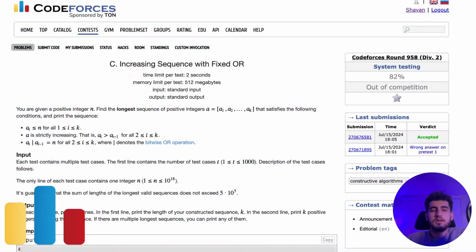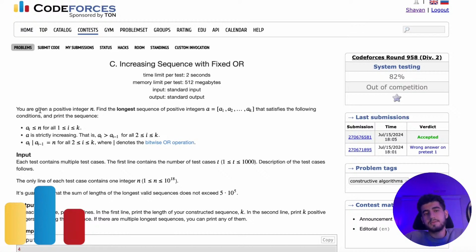Problem C. Problem C, increasing sequence with fixed OR. This problem says that you are given a positive integer n, find the longest sequence of positive integers a equal to a1 to ak that satisfies the following conditions, and print the sequence. ai is less than or equal to n for all i from 1 to k, and ai is strictly increasing, that is a sub i is greater than a sub i minus 1, and ai or ai minus 1 is equal to n for all i from 2 to k, where or denotes the bitwise OR operation.